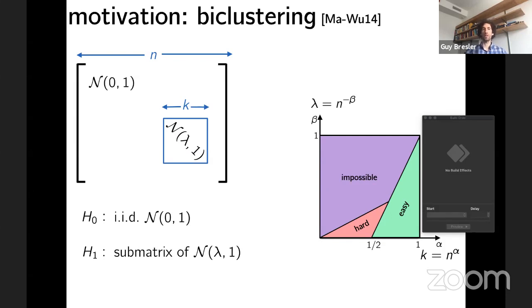Here one wants to understand for which values of n, the size of the matrix, k, the size of the planted matrix, and lambda, the size of the mean in the planted matrix, it is feasible or infeasible to detect the presence of this elevated mean submatrix. In this feasibility diagram, the x-axis is parameterized by alpha, that's the polynomial size of k in n. And the vertical axis is lambda, the signal strength, which gets weaker and weaker as we go up because beta is growing.